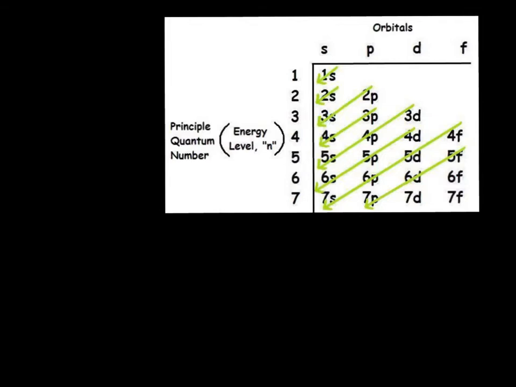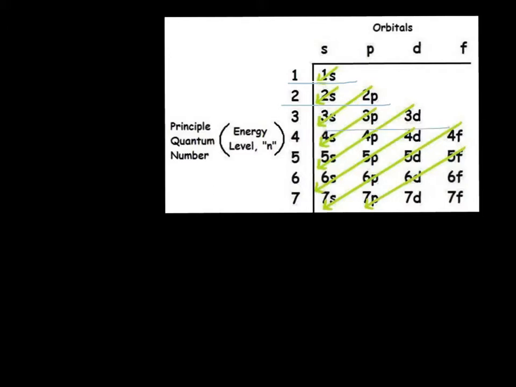Alright, so the Aufbau principle says that the electrons fill the levels in order of lowest energy. So the lowest energy is not necessarily the lowest floor. This little diagram shows you the actual order that the electrons fill. Based on what we've talked about, you would expect it to fill the first floor, then the second floor, then the third floor, and so on.